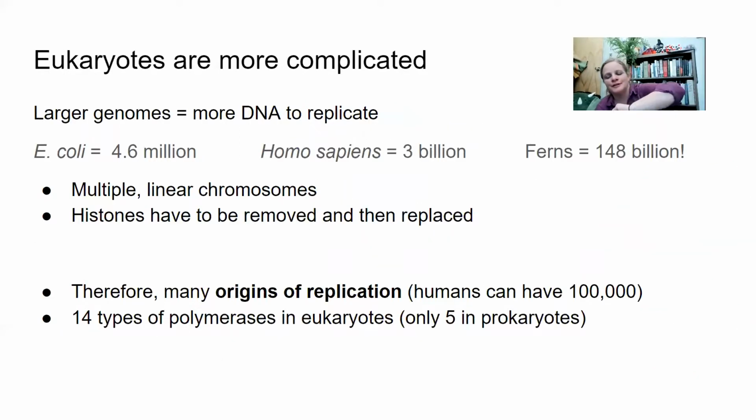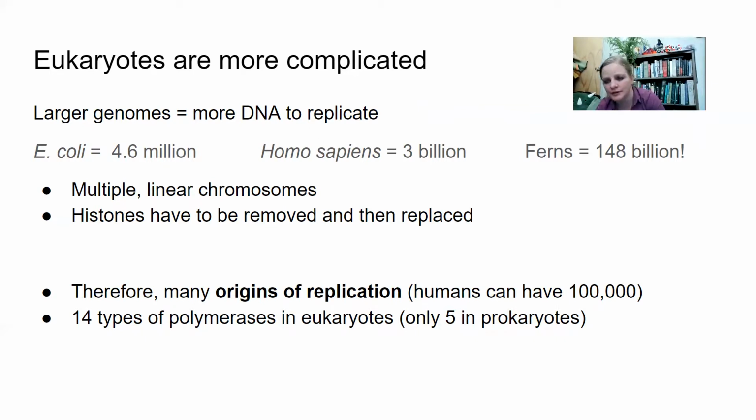Now, of course, eukaryotes are more complicated because, first of all, they have larger genomes. There's more DNA that needs to be replicated. In our bacterium E. coli, there's about 4.6 million base pairs, right? That's a lot. But compared to us humans, we have about 3 billion base pairs, and some ferns can have 148 billion base pairs in their genomes. That's huge. And remember in prokaryotes, we just have 1 circle, but in eukaryotes, we have lots of linear chromosomes.